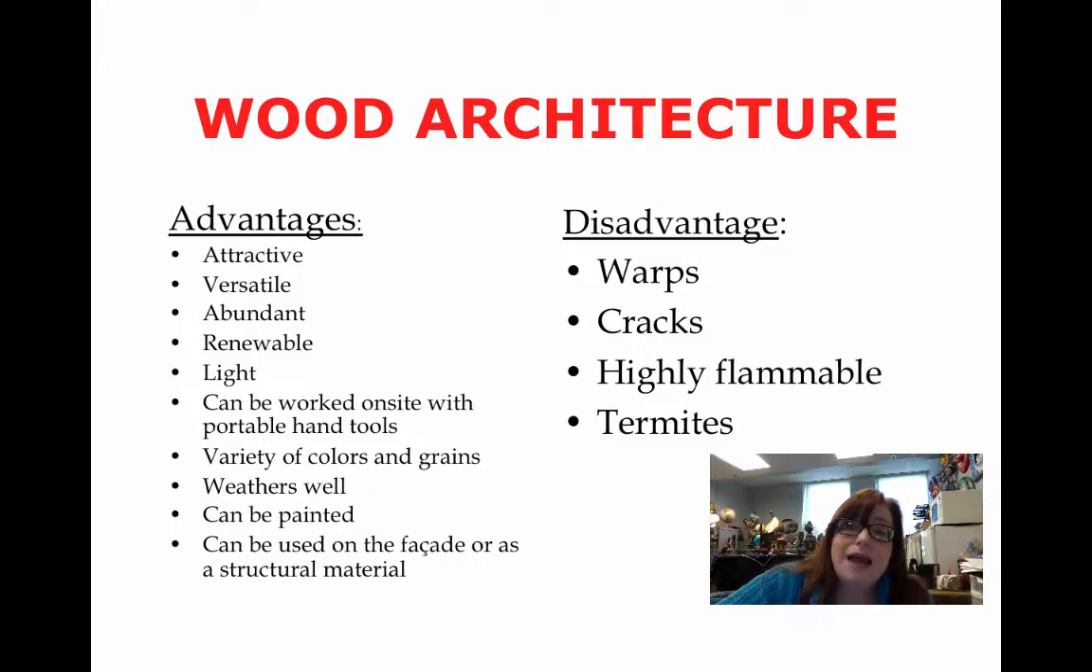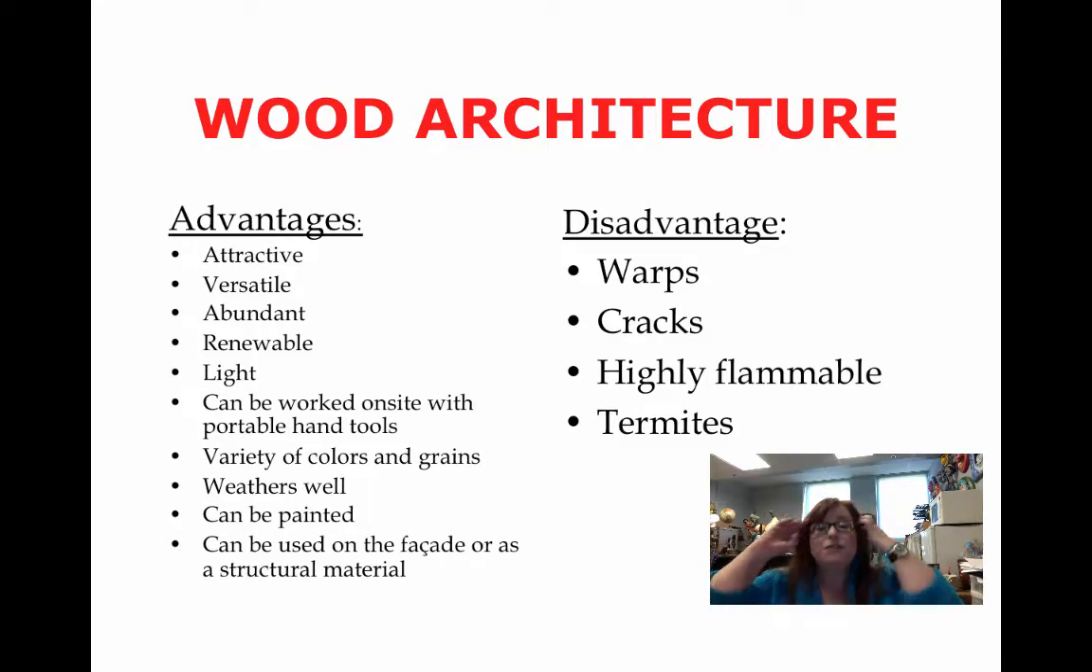So next we're going to look at wood architecture, and wood has advantages and disadvantages. Advantages are that it's attractive, it's versatile, it's abundant, it's renewable. We can grow forests and grow more wood. It's relatively lightweight. It can be worked on site with portable hand tools. Because of all the different kinds of trees, it comes in a variety of colors and grains. It weathers well. It can be painted. It can also be used on the facade or as a structural material.